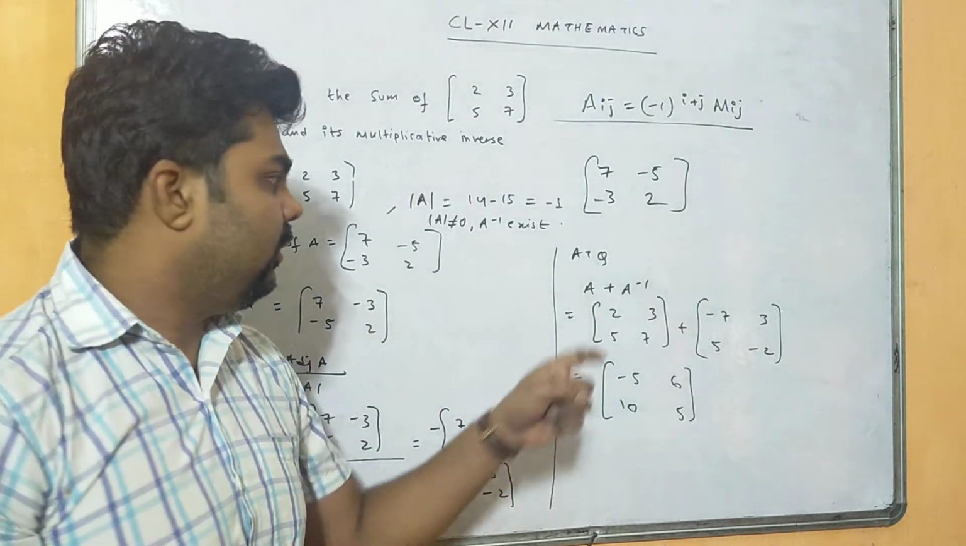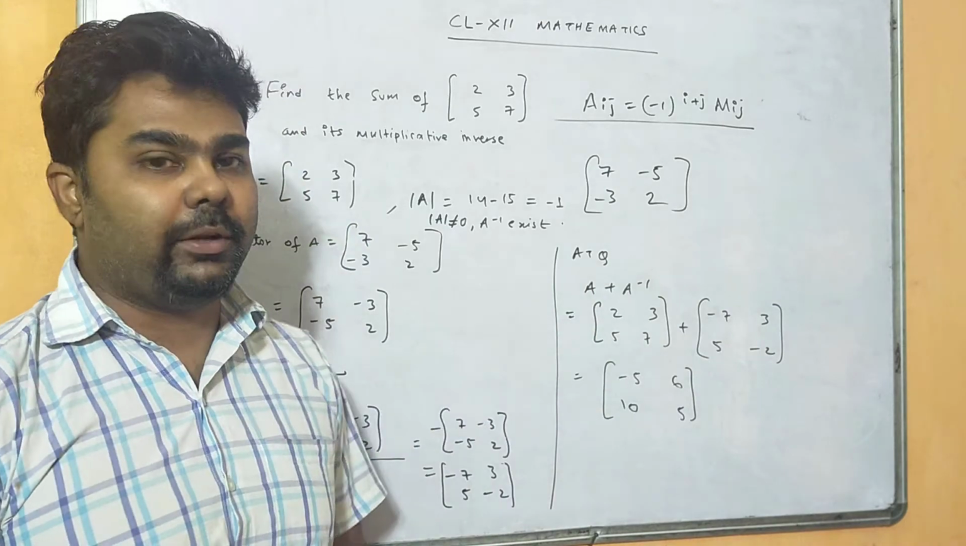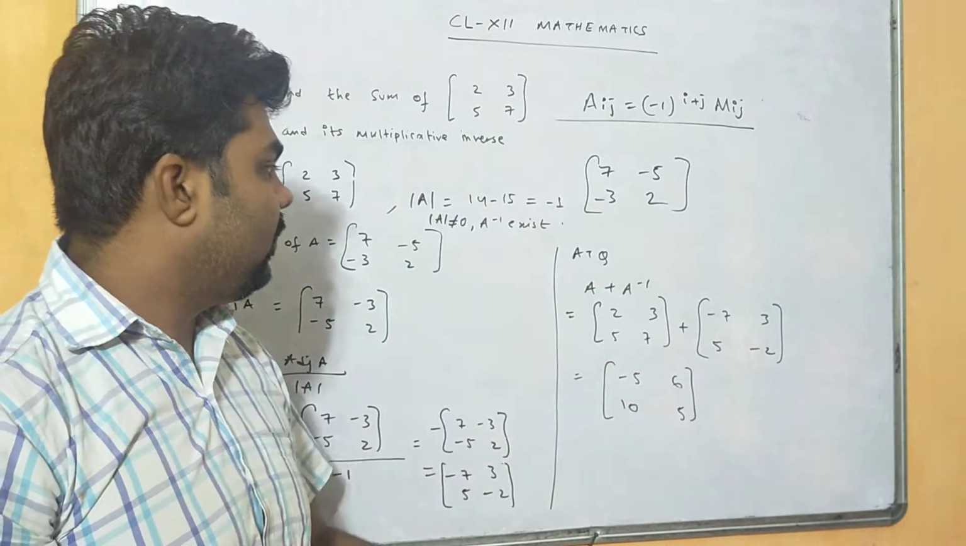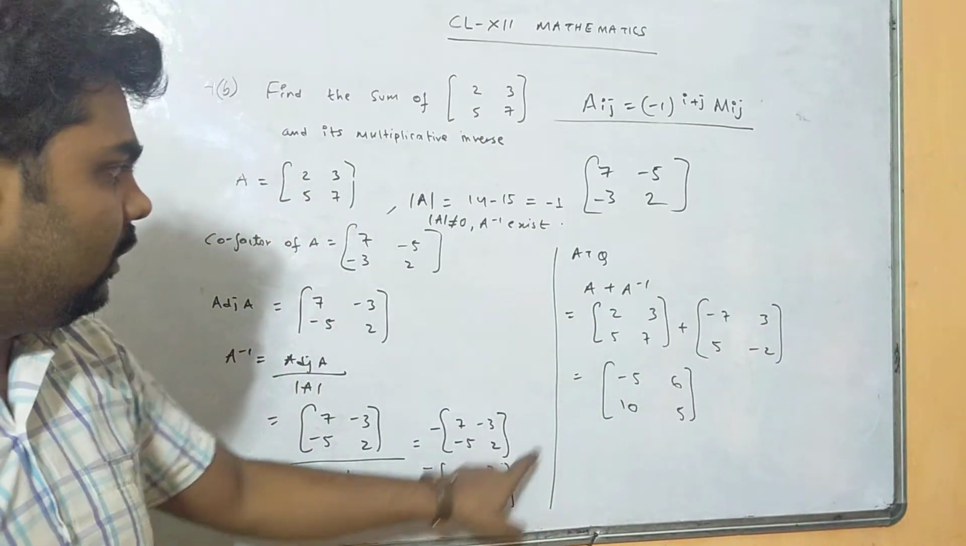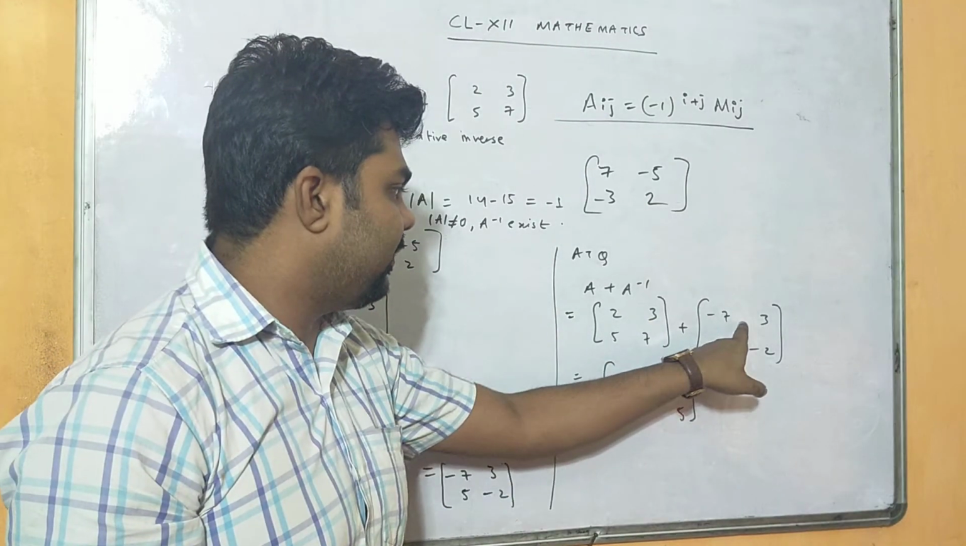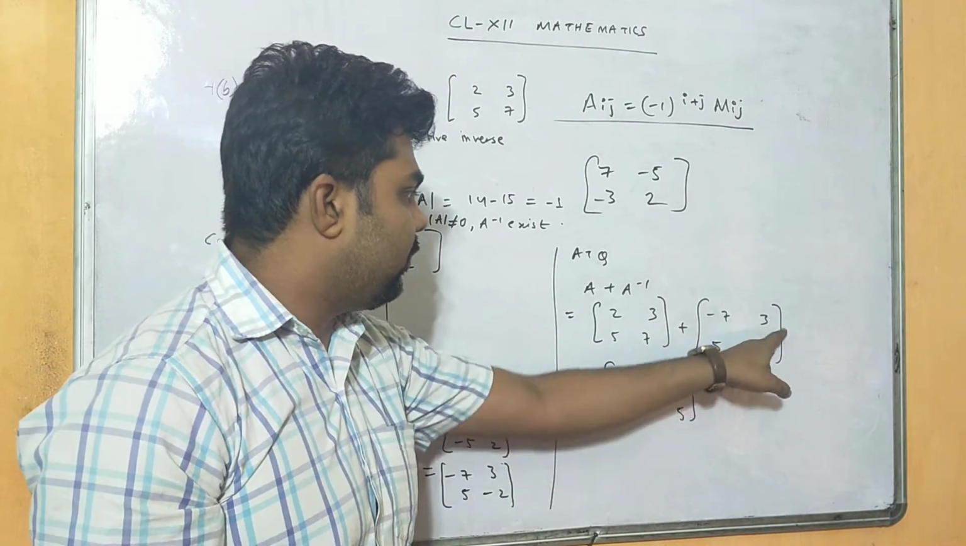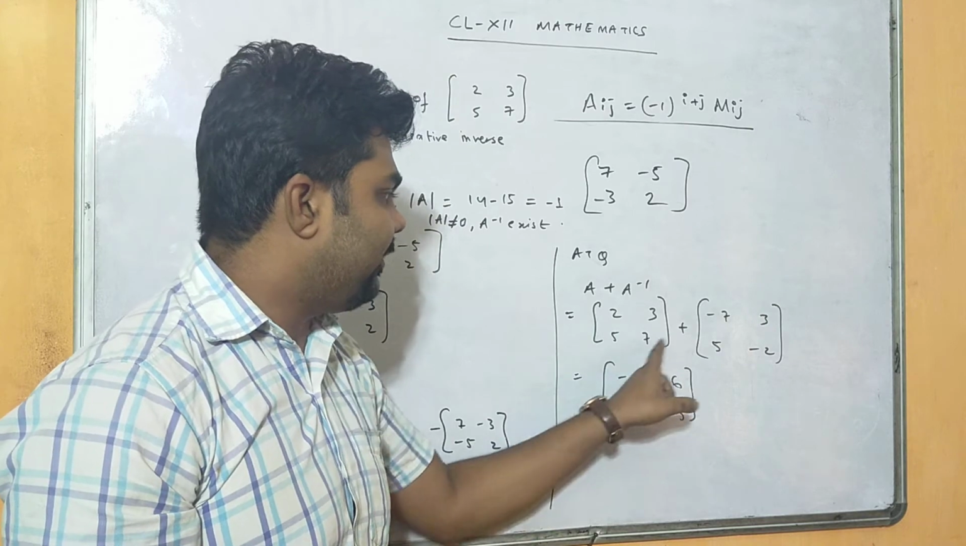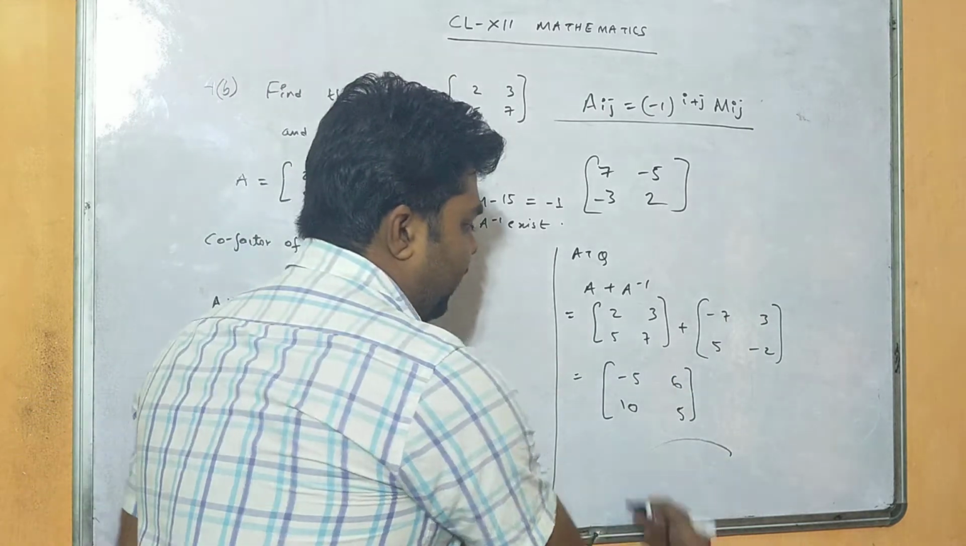According to our question, A plus A inverse we have to find. A is the given matrix, and A inverse is what we have found. Now we will add: 2 plus minus 7 is minus 5, 3 plus 3 is 6, 5 plus 5 is 10, and 7 minus 2 is 5. So this is our answer.